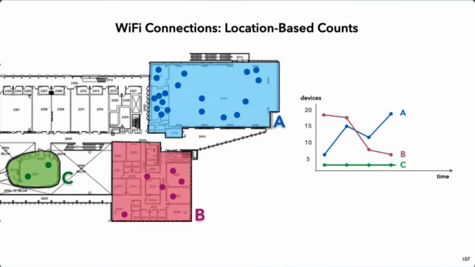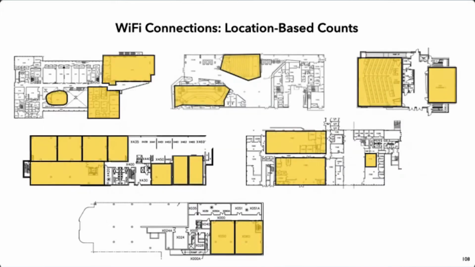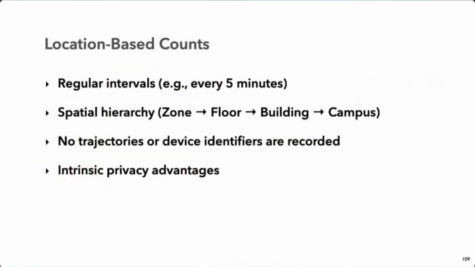Now, we could do this for many zones within buildings. Some of them smaller, some of them larger. And so we can end up with some idea of how many devices have been sensed over time in many, many different rooms and buildings. So we did this for actually campus level scale. So, a relatively large spatial region with a bunch of buildings in it.